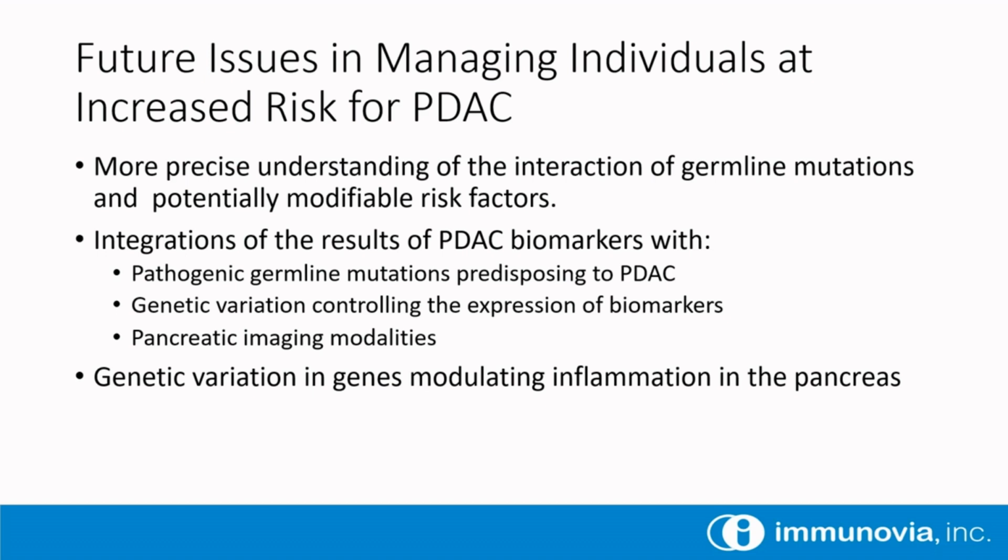Also, I think it's going to be important to look at genetic variation that controls the expression of biomarkers such as CA19-9. I think there's the potential, particularly with IMRAY-PanCan-D, to even improve its sensitivity and specificity further by adding that genetic information to the results of the biomarker test. Also, clinicians have to decide how to and learn how to integrate biomarker findings with pancreatic imaging results from EUS and from MRI. This, I think, will take time, and we hope that over the next few years, this process will move forward.